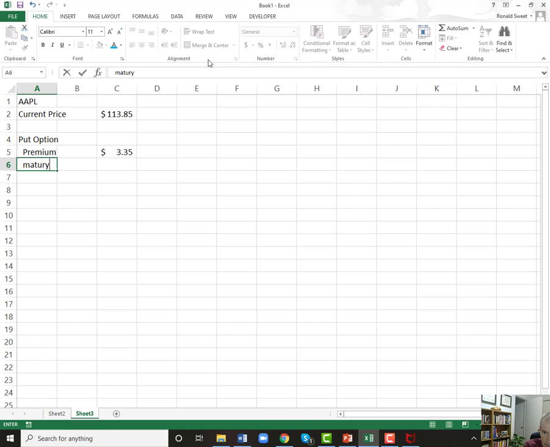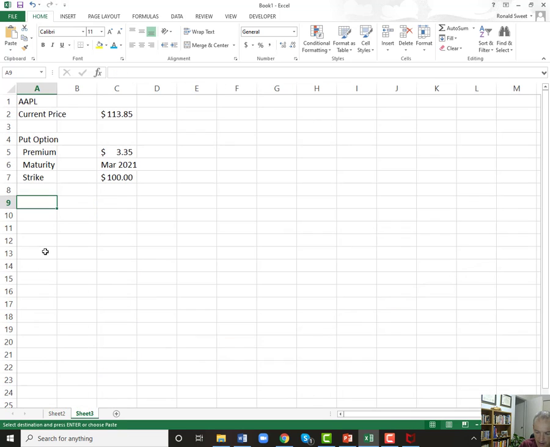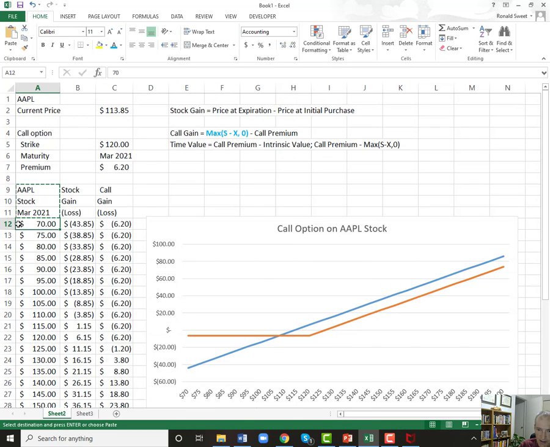The maturity again is March 2021. And then the strike, I'm doing it in a slightly different order. I think I did strike, maturity, premium before. It doesn't really matter what order you do, but $100. We're going exactly $100. All right, so now we want to ask the same thing we did before. What's the gain or loss on the stock itself? I'll bring in the same prices over here that we used over there.